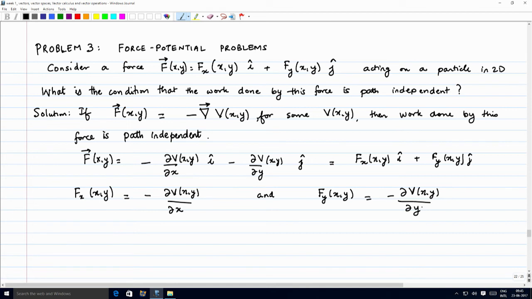Okay. So, the condition turns out to be that the x component of the force is the derivative with respect to x of some potential function v, and the y component should be the derivative with respect to y of the same function v. Now, what this implies is that if I take dou f_x divided by dou y, here I am suppressing the dependence on x y. I am not showing the x y dependence.